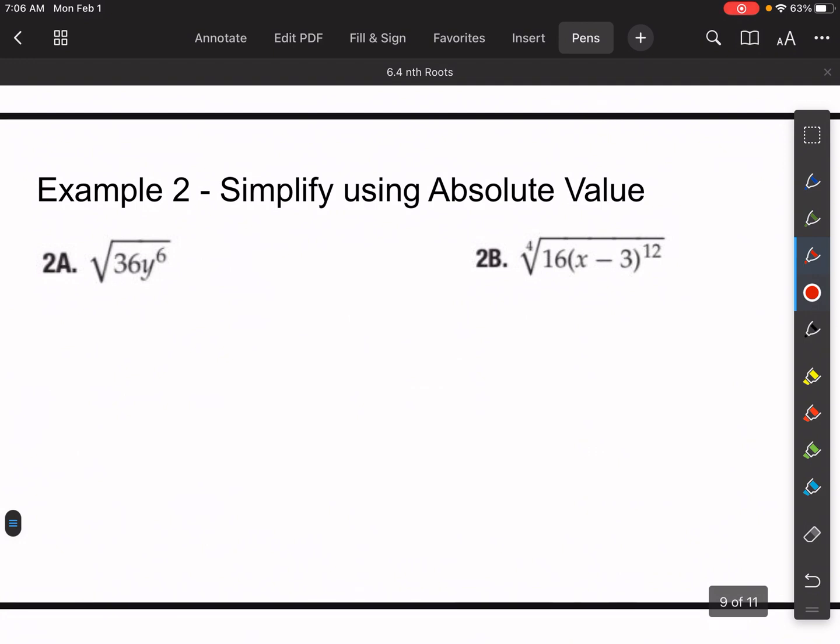Example 2 here, we have the square root of 36y to the 6th. This simplifies to 6y to the 3rd, and since we went from even to odd, we must use absolute value signs. And we're done with that one.